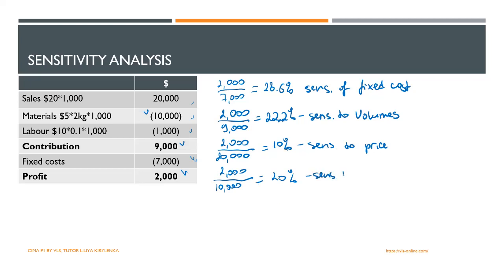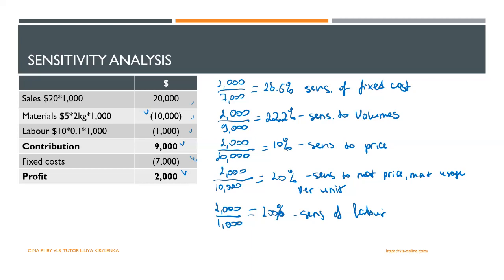That is sensitivity to material price, and material usage per unit, but not volumes of units though. Okay, as for the labor, we will divide 2,000 divided by 1,000. Okay, and we are going to see that the labor will actually have to increase by 200% so that our decision is not to produce. So 200% sensitivity of labor.